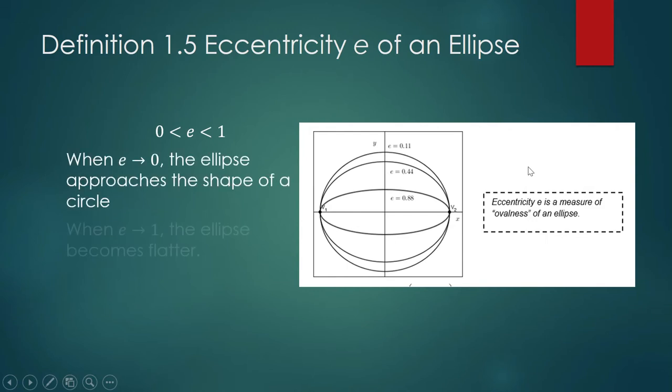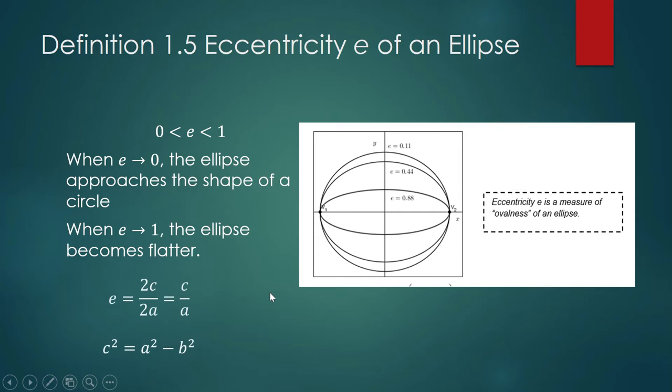So the value of your eccentricity is between 0 and 1. Okay, so that is how you read it. If you plan to stay in school for many years, you must recognize what this means. E approaches 0, E becomes close to 0 in value. When E approaches 0, the ellipse approaches the shape of a circle. And when E approaches 1, the ellipse becomes flatter.